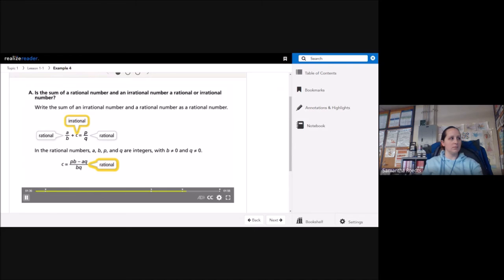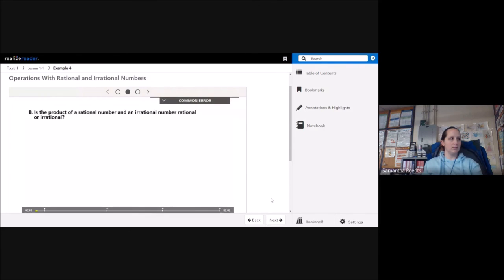So what went wrong? The mistake was to assume that you could write the sum a divided by b plus c in the form p divided by q in the first place. Therefore, the other choice, the sum must be irrational, had to be true. The sum of a rational number and an irrational number is always an irrational number.